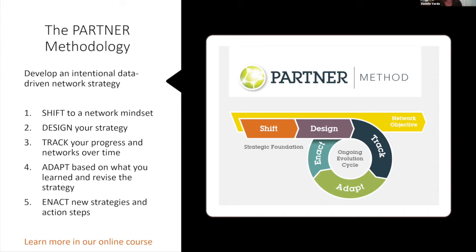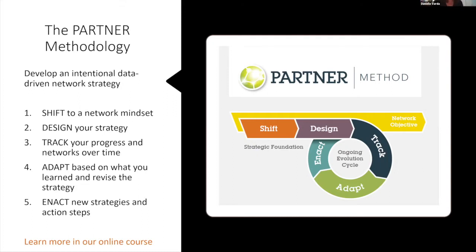The third step is to track that progress and networks over time. And this is where we introduce our partner platform as a way to track these networks and understand and visualize them, things like that. But then, as all good quality improvement processes have, we have an adapt and enact step where, once you have that data, we encourage folks to adapt what you are doing based on your learning and then to enact those new strategies. So we have different versions of online courses, and that's kind of old from a slide. I could say there, learn more at the NLTA. So that's what we're up to here.